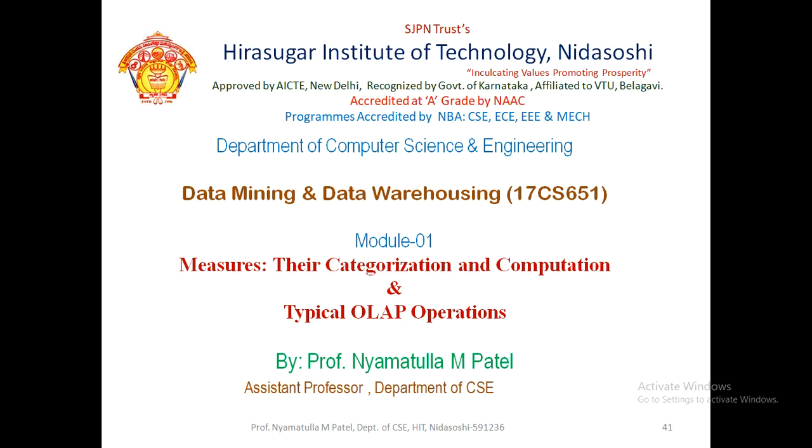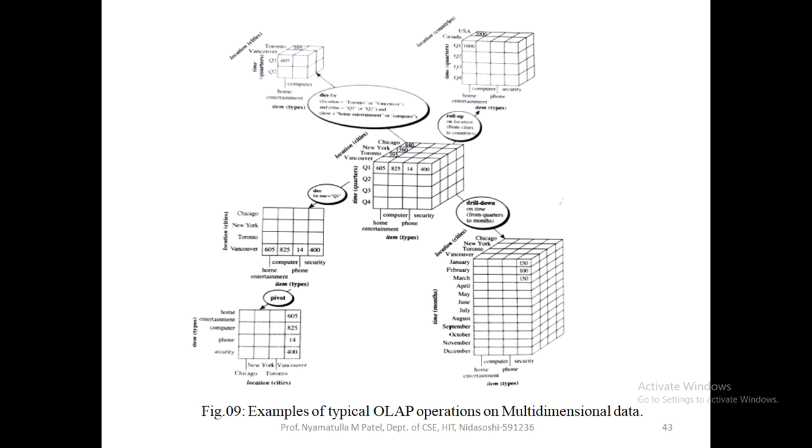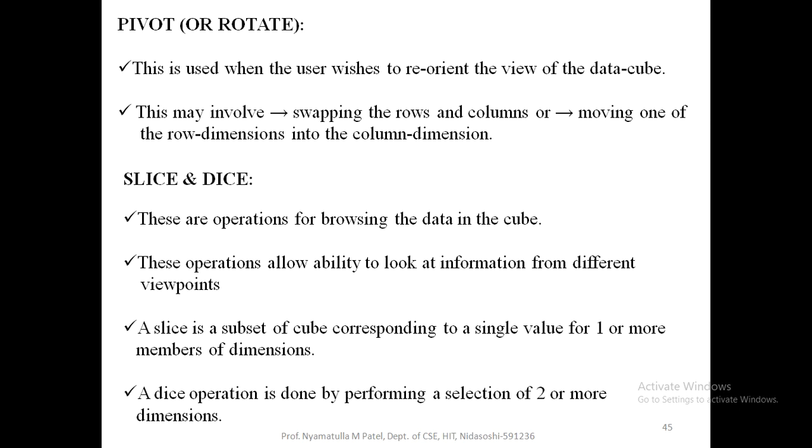So in this video lecture, we studied different measures, their categorization and computation. Different measures include distributive, algebraic, holistic, and we discussed different typical OLAP operations. One is roll up, which is like zooming out. Drill down is like zooming in, and then we studied the rotate or pivot operation, which is a rotating operation to reorient the data cube, slice or dice. Slice is a subset of a cube corresponding to a single value for one or more members of a dimension, whereas a dice operation is done by performing a selection of two or more dimensions.